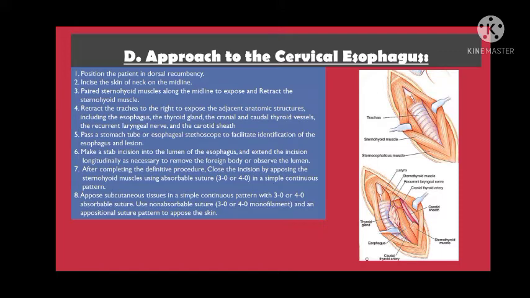Make a stab incision into the lumen of the esophagus and extend the incision longitudinally as necessary to remove the foreign body or observe the lumen. After completing the definitive procedure, close the incision by apposing the sternohyoid muscle using absorbable suture in a simple continuous form. Appose the subcutaneous tissue in a simple continuous pattern with 3-0 or 4-0 absorbable suture. Use non-absorbable suture and an appositional suture pattern to appose the skin.